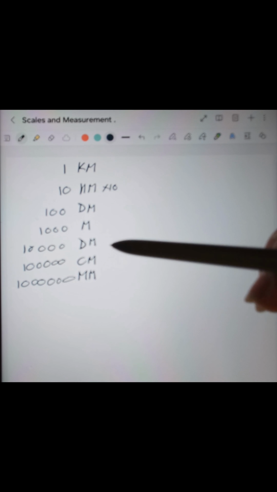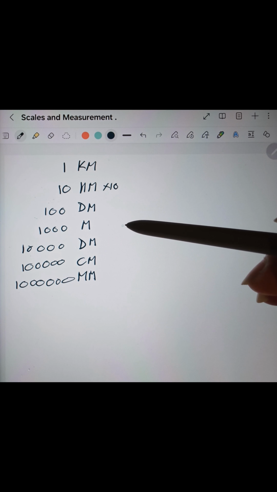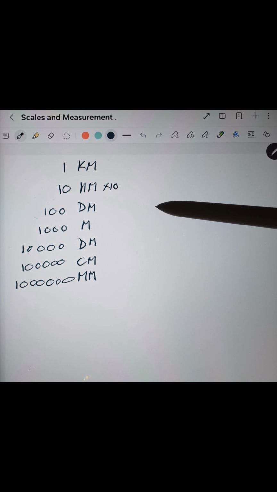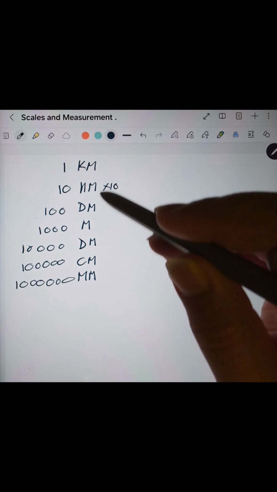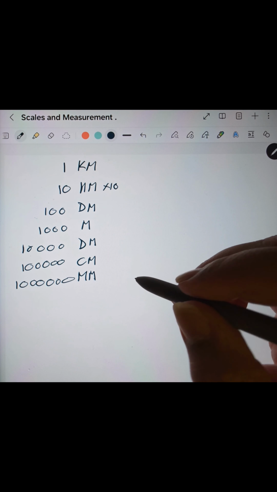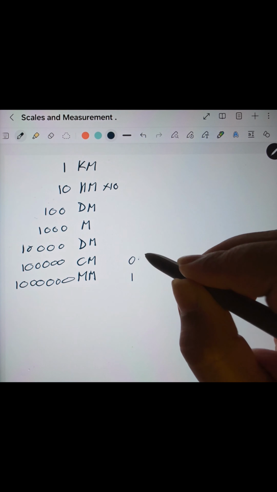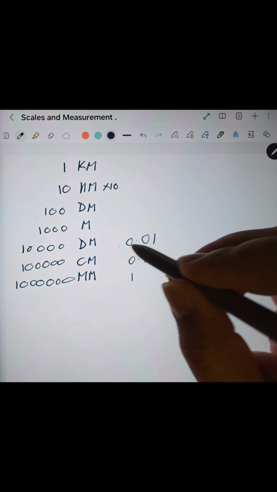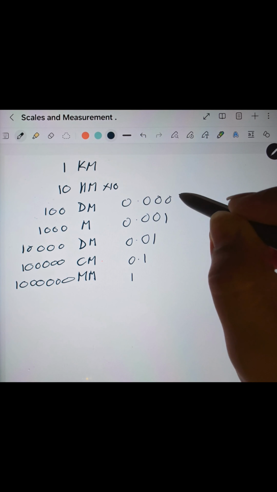For example, if I have 750 mm, it should be converted into meter or centimeter. So how many centimeters and meters will that be? This is how we do the conversions. If we go in multiples of 10 from kilometer to millimeter, we will go with division by 10 from millimeter to kilometer. Like 1 millimeter when divided by 10 will be 0.1 centimeter, 0.01 decimeter, 0.001 meter, and so on.